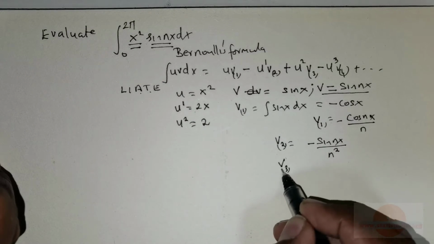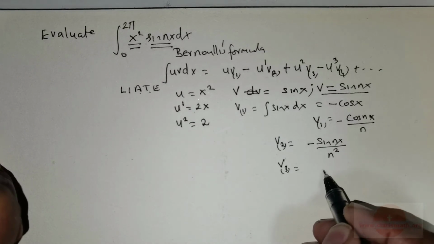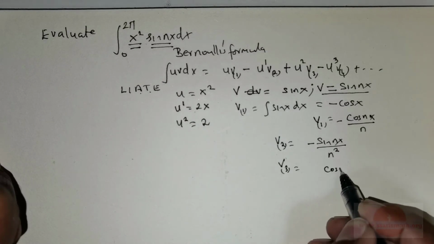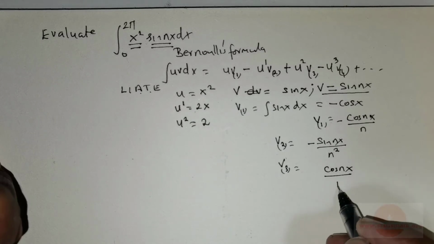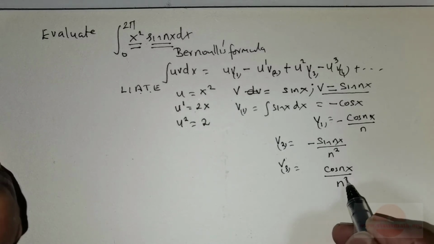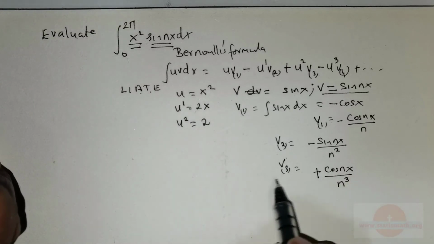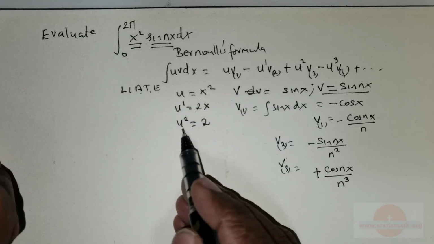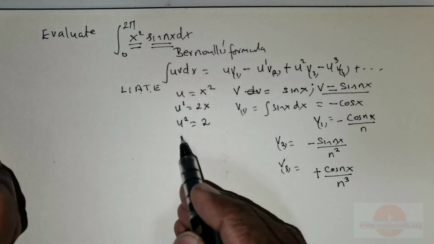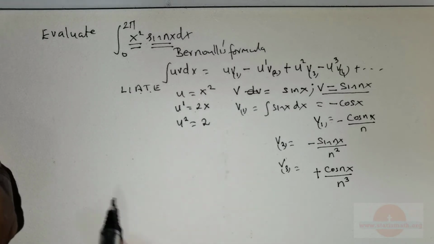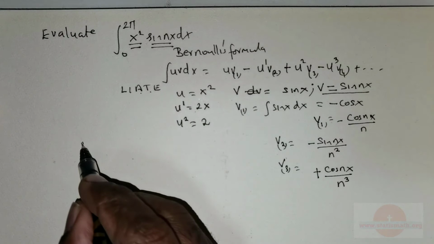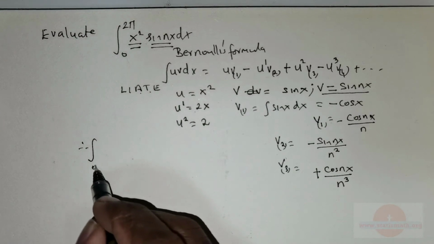Now v3 is going to be the integration of this sine nx, which is going to be cos nx divided by n. There is already an n squared, so it's going to be n cubed with a positive sign. We don't need to go further because u2 is 2 and the differential u3 would become 0. So now we need to apply Bernoulli's formula.